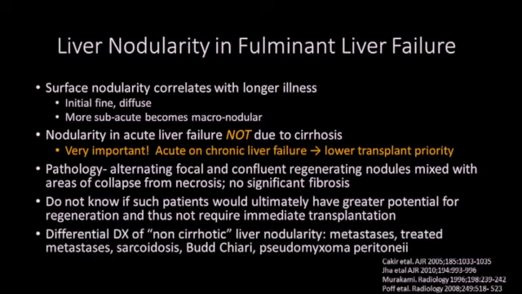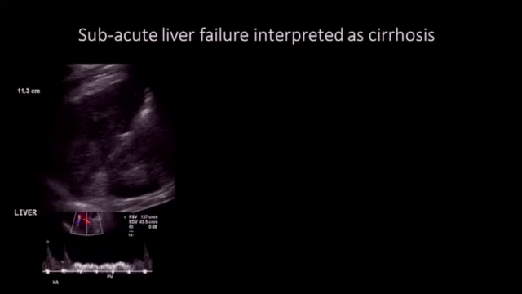In addition to cirrhosis, there is a differential of nodular livers which aren't cirrhotic to keep in mind. Metastases can cause this, treated metastases, sarcoidosis, Chiari, and pseudomyxoma peritonei. So these are other etiologies to keep in mind for a nodular contour that is not cirrhosis. Let's look at some of these patients.